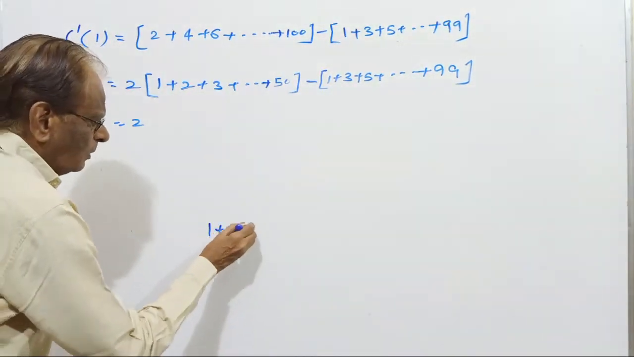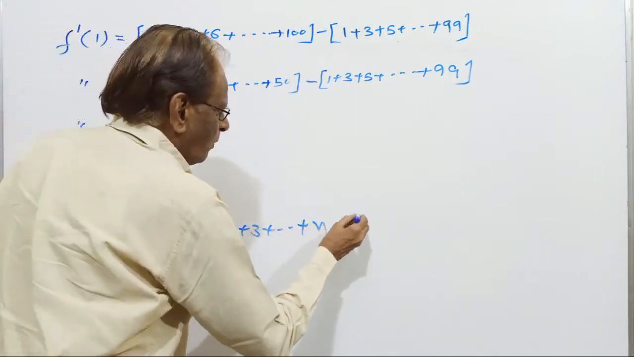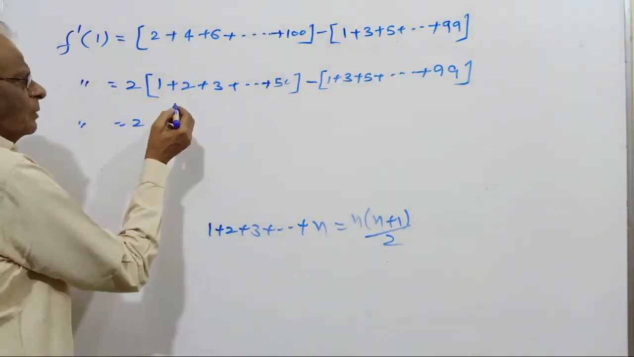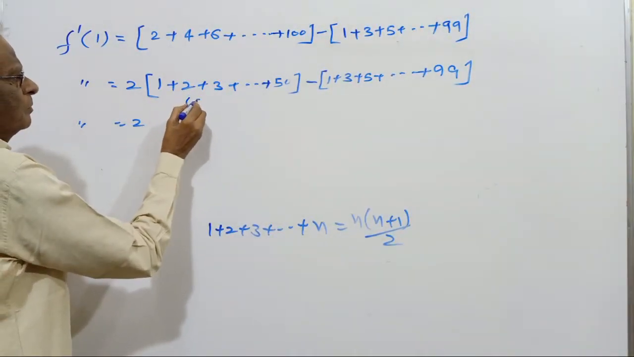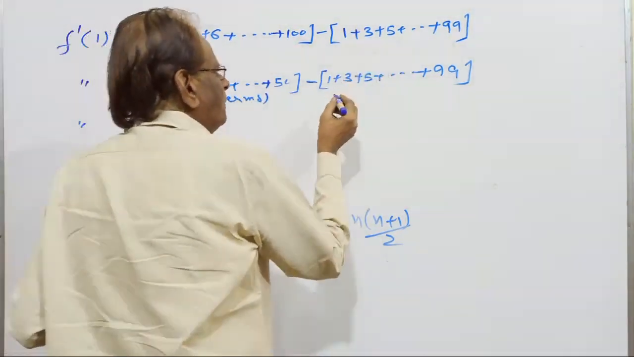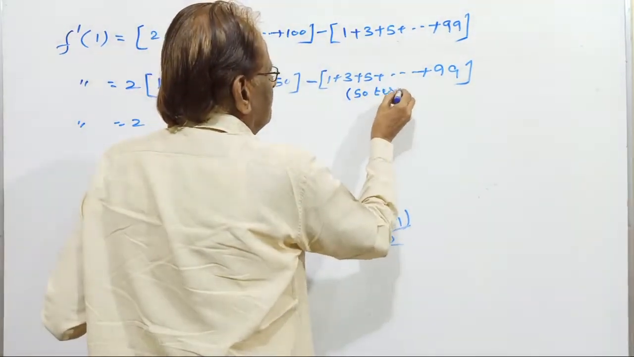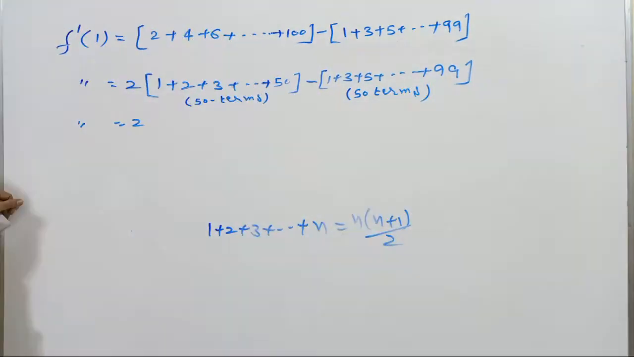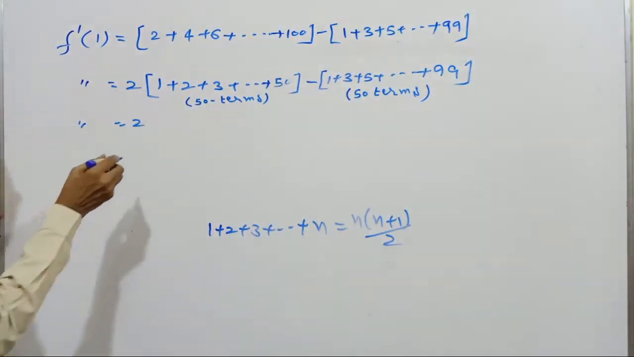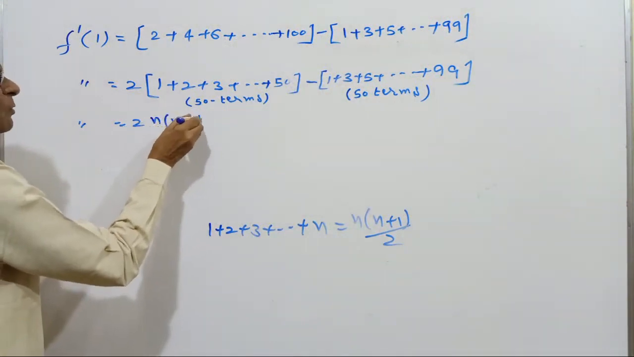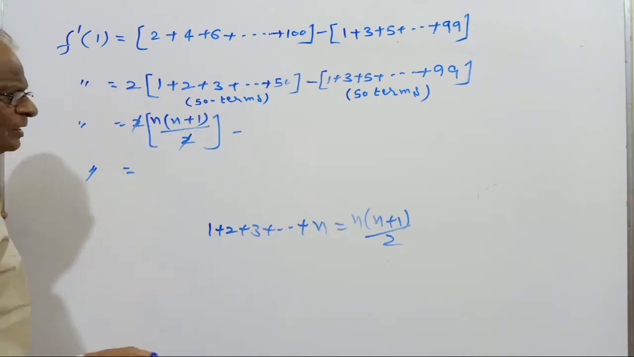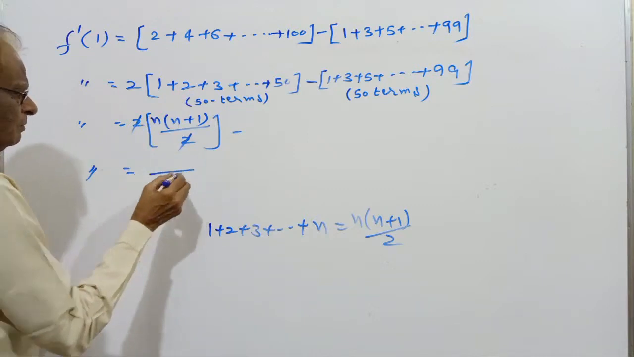1 plus 2 plus 3 plus dash dash up to n, this formula n into n plus 1 by 2. Here there are 50 terms. Here also there are 50 terms. Even numbers 2 to 100 are 50 terms, odd numbers 1 to 99 also 50 terms. This is formula n into n plus 1 by 2, where n is 50.